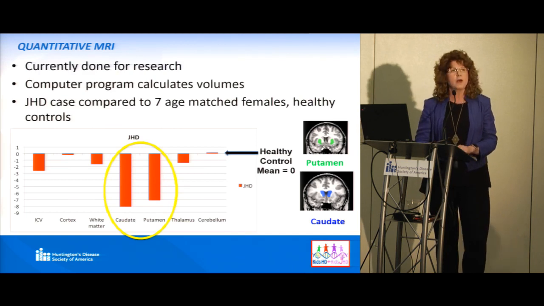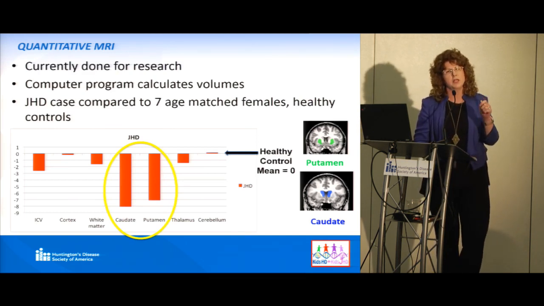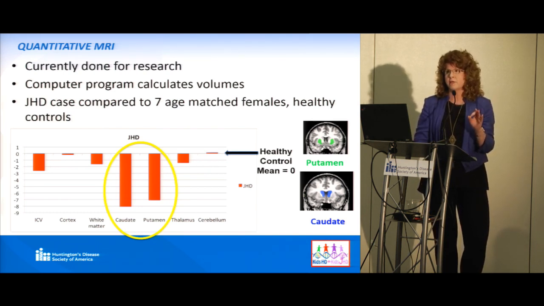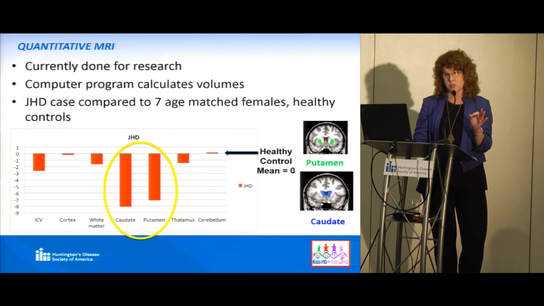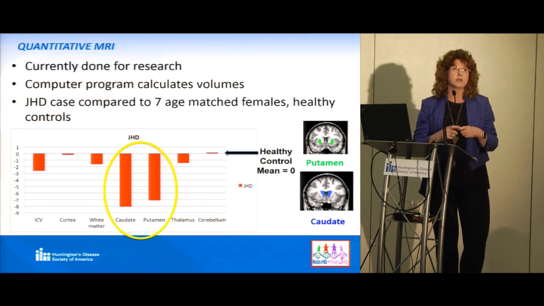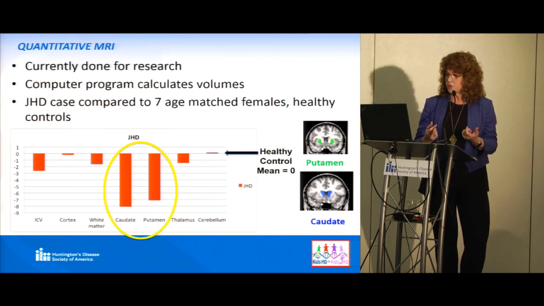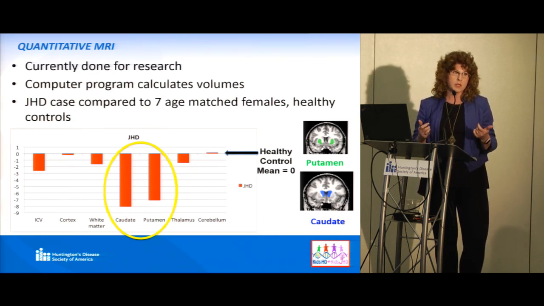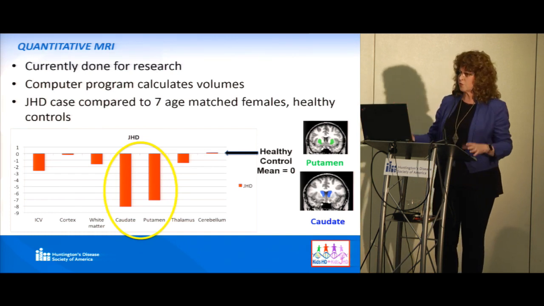Now, what about quantitative MRI? So remember, from a clinician, qualitative means looking at it. Quantitative is something we do only in research at this point. What we do is we get the scan, and then we have software that gives us numbers. So it measures things. We get numbers of the volume of regions. And we're interested in everything, but in particular, we're interested in the caudate and the putamen.